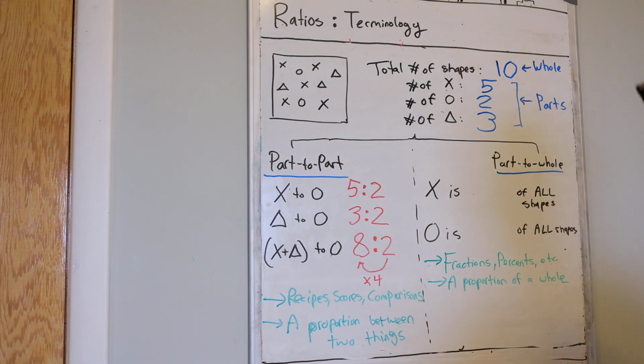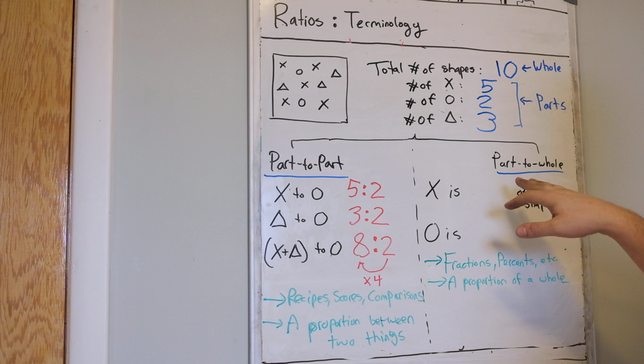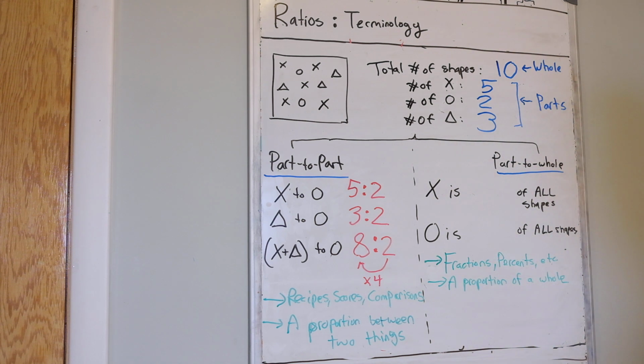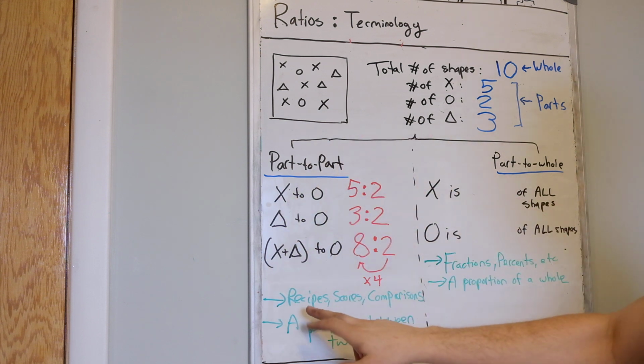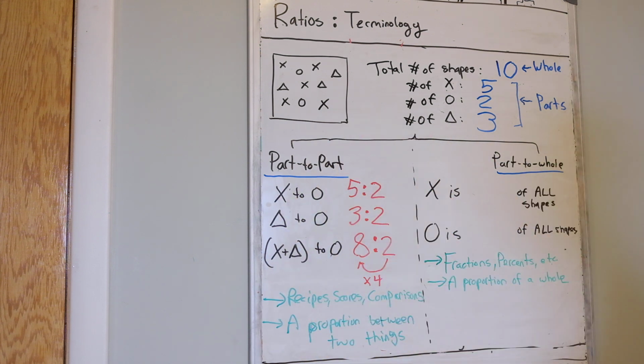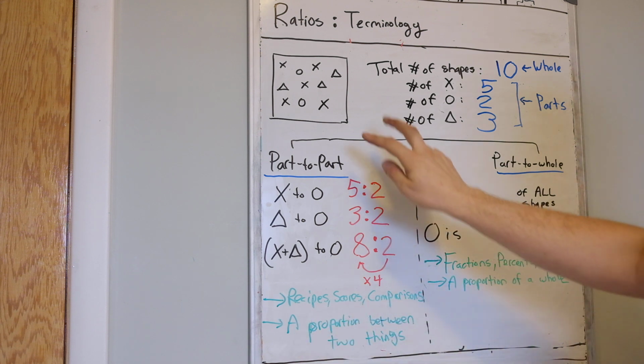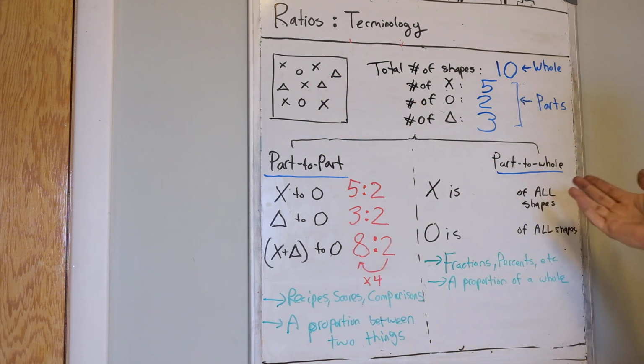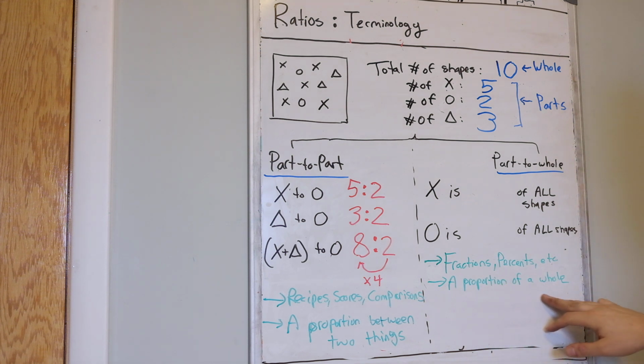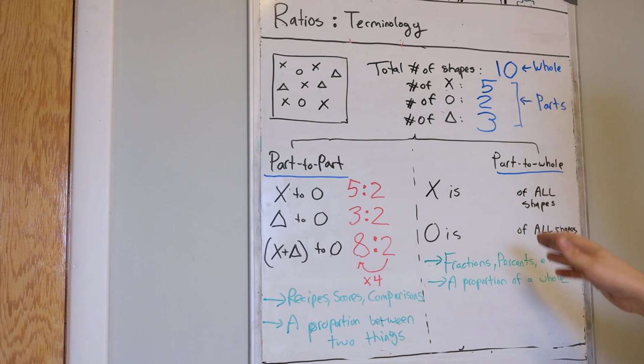For a bit, we are going to do part to whole ratios. Before we carry on, part to part ratios are good for things like recipes. They're like scores in sports games, for example. They are comparisons between two numbers. They're a proportion between two different things. Whereas part to whole ratios are going to be a proportion of a whole. So they compare to the entire everything. That's what fractions are. This is what percents are.